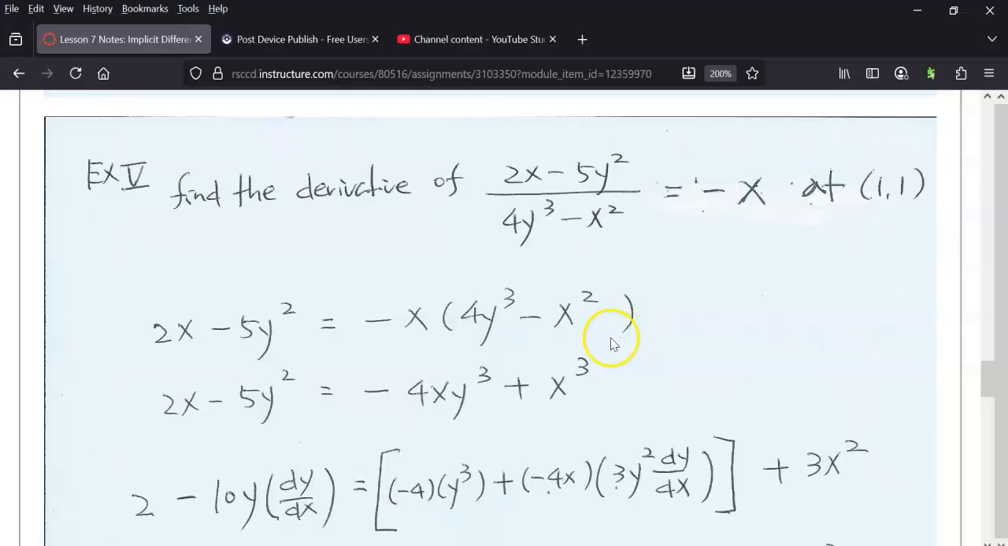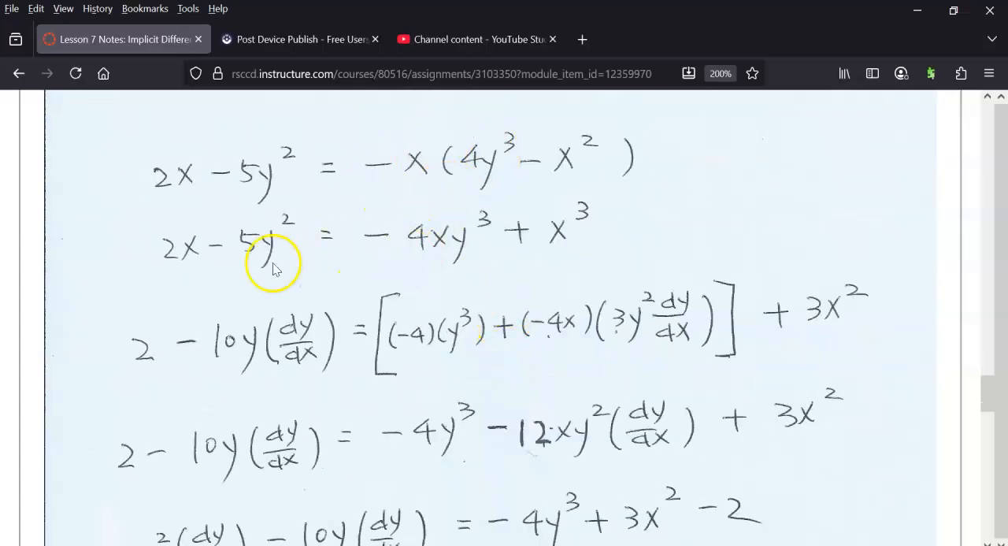Then from here, I'm going to do the distributive property first, to get rid of the parentheses. Then I'm simply taking this new equation instead of the one with the quotient. This one looks so much easier, and then we do an implicit differentiation on it. So 2x becomes 2, 5y squared becomes 10y dy/dx, equal to, now you have a product rule here: negative 4 times y cubed plus negative 4x times the derivative of y cubed, which is 3y squared dy/dx. Then last but not least, the very last term's derivative is simply 3x squared.